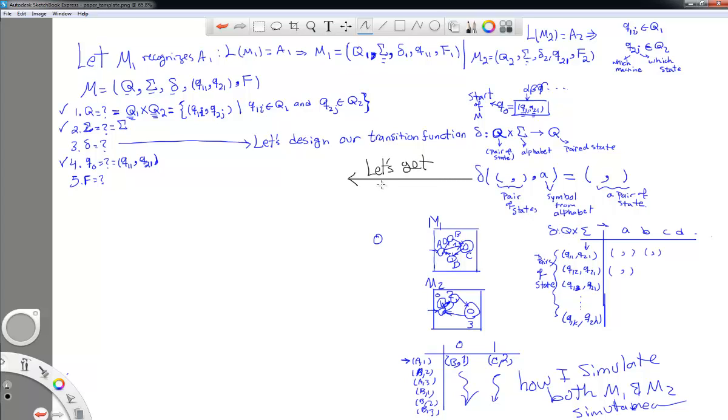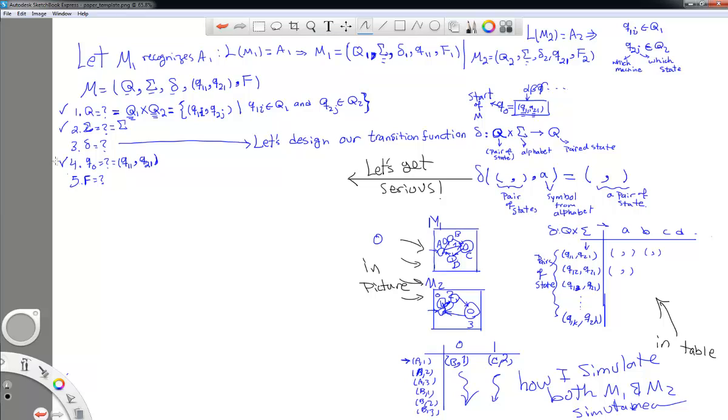Let's get serious. Okay, so informally I showed you in a table what happens. I also showed you in a picture what happens. In the picture I showed you how to simultaneously simulate my two automata side by side. In the table I showed you how to simultaneously simulate my automaton. Now let me show you in math how to simultaneously simulate the two automata.